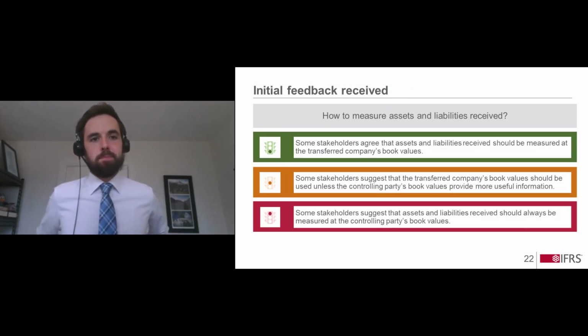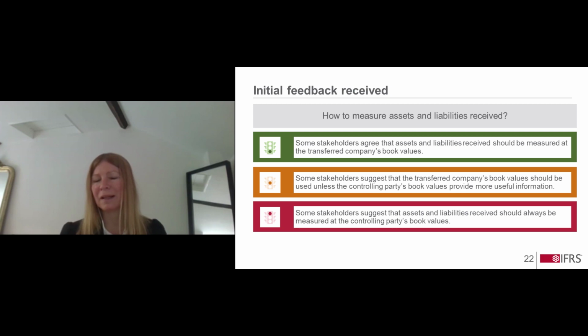So starting with the first area, which book values should be applied. As with some of the other topics that we have highlighted today, there is a significant diversity of views. Some stakeholders agree with the board to use the transferred company's book values in applying a book value method and agree for the reasons set out in the discussion paper. Some stakeholders think that in different circumstances, different book values may provide the most useful information, for example, if the transferred company had been recently acquired in an external combination.